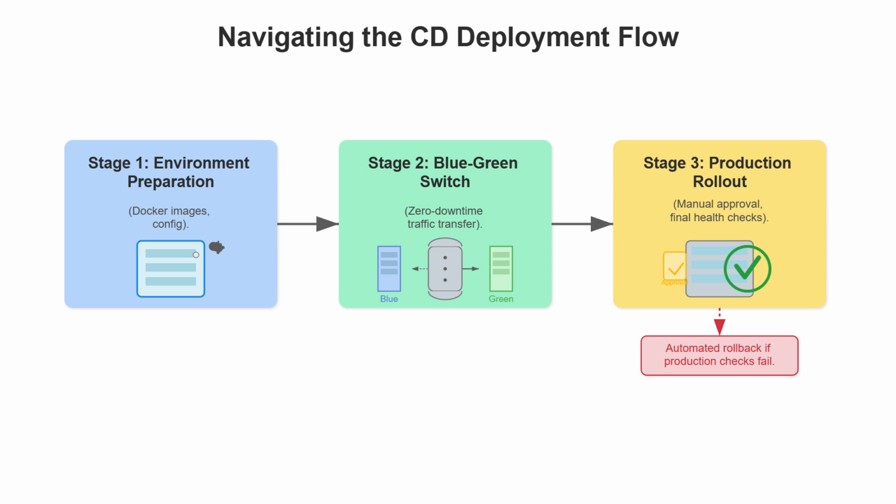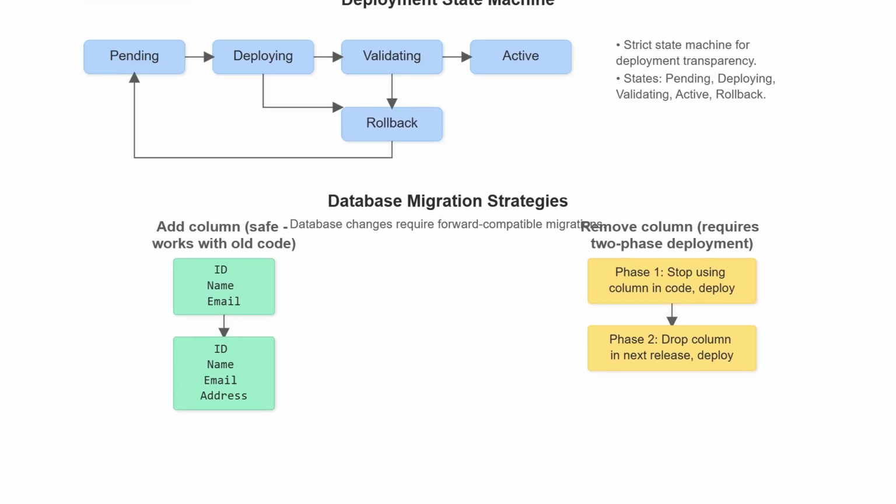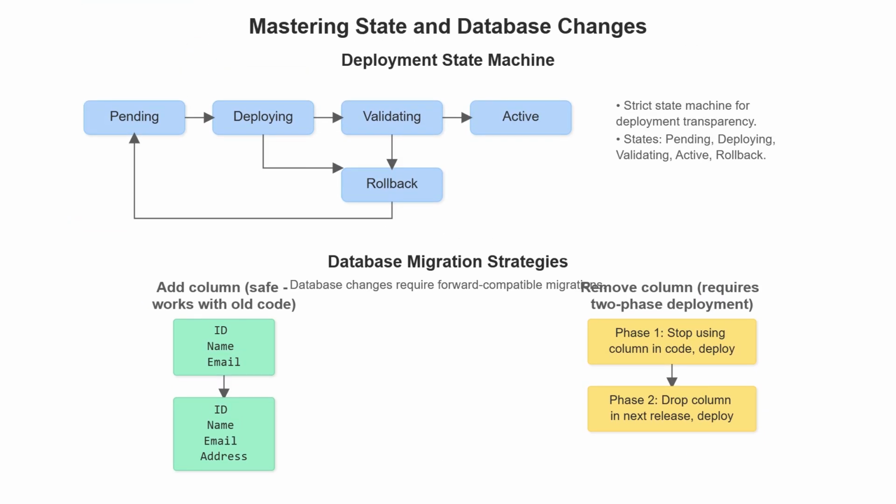Finally, we reach production rollout. Production deployments typically require a manual approval step, a human gate to prevent accidental releases. This stage also runs comprehensive health checks, often more stringent than those in staging, before fully accepting live traffic. If any of these checks fail, an automatic rollback is triggered, instantly reverting to the previous stable version, minimizing any impact on users. Managing the state of your deployments is crucial for clarity and control.